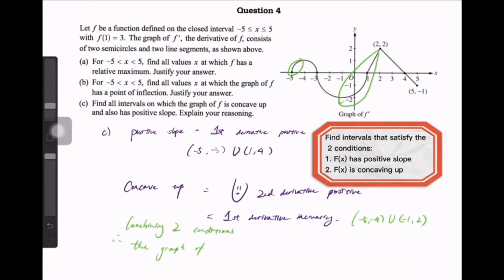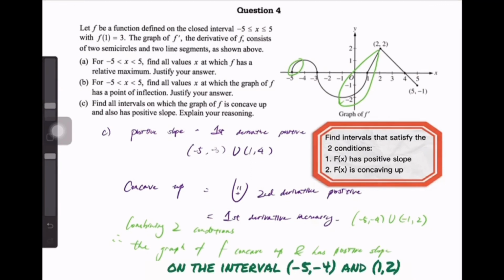Therefore, the graph of f is concave up and has a positive slope on the interval from -5 to -4 and from 1 to 2.